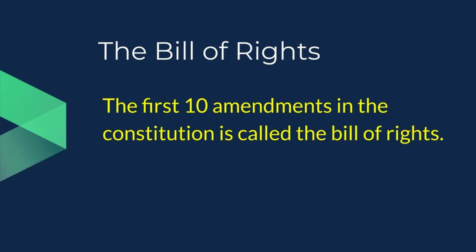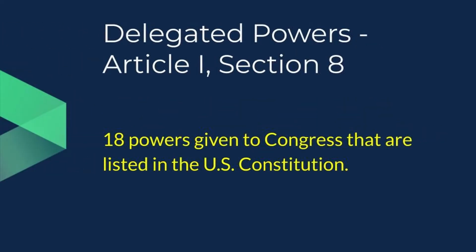The Bill of Rights. The first 10 amendments in the Constitution are called the Bill of Rights. Delegated powers. Article 1, Section 8. These are the 18 powers given to Congress that are listed in the U.S. Constitution.